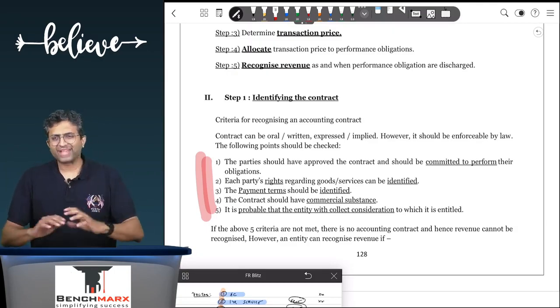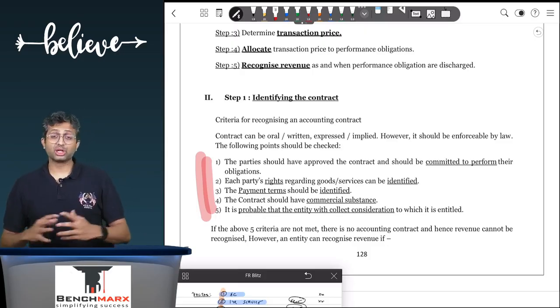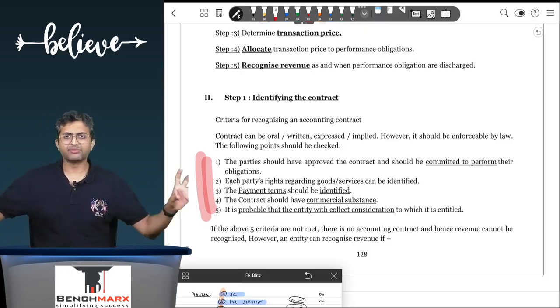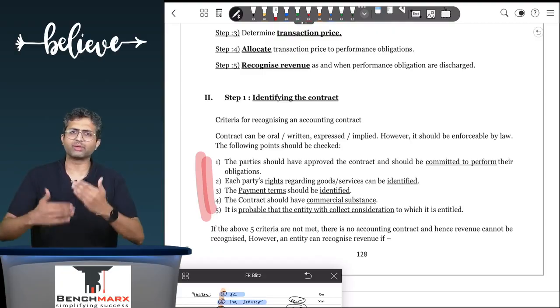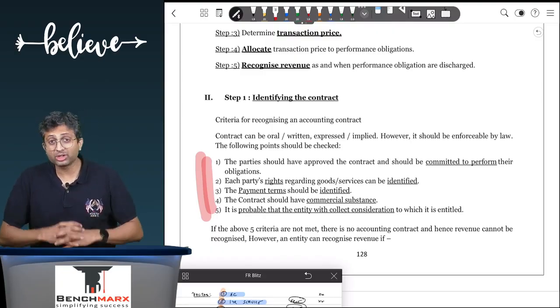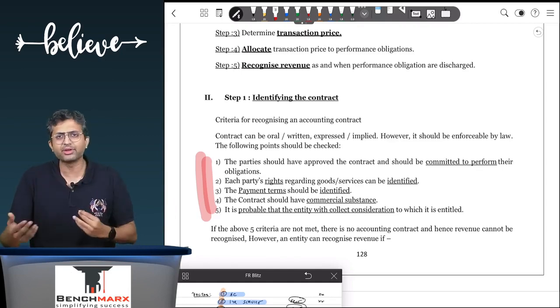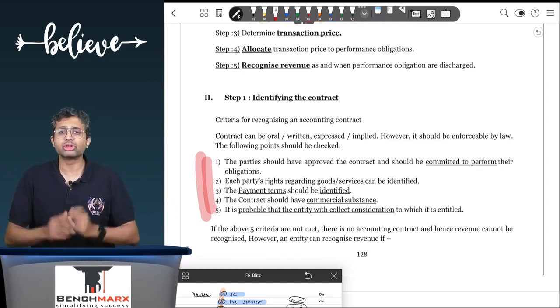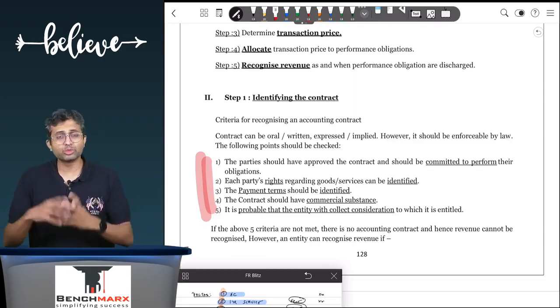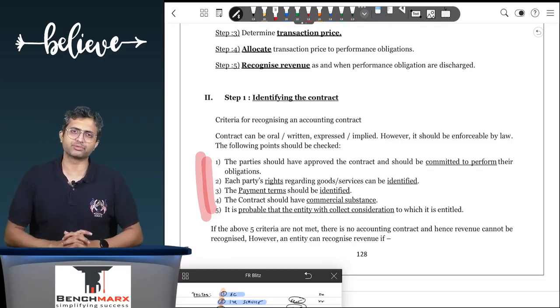A few ancillary concepts are also discussed over here. That is, can I combine various contracts which are entered at the same time with the same party? The answer is generally no. You will record revenue under each of the contracts separately. So for example, you have received 5 projects to construct dams across the state of Himachal Pradesh, then the revenue on each of those dams will be recorded separately as per their respective stage of completion.